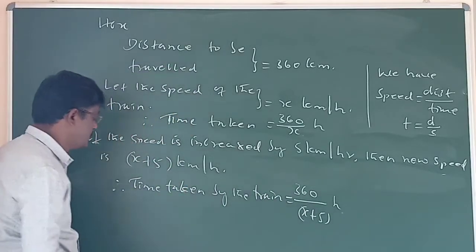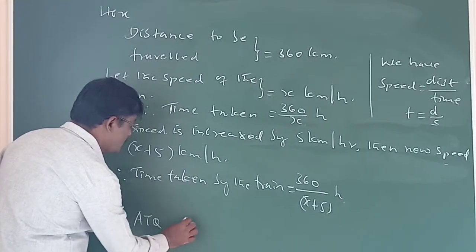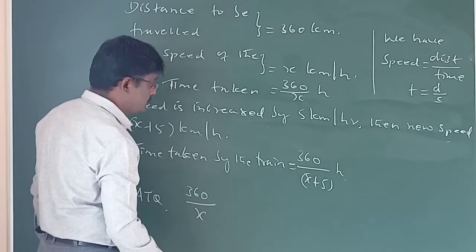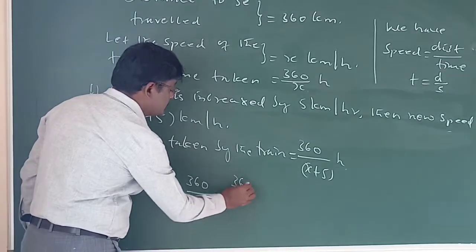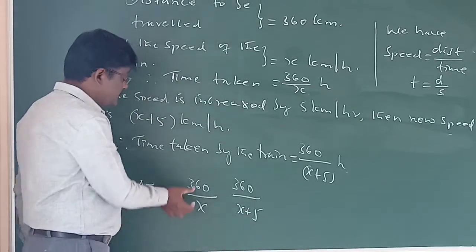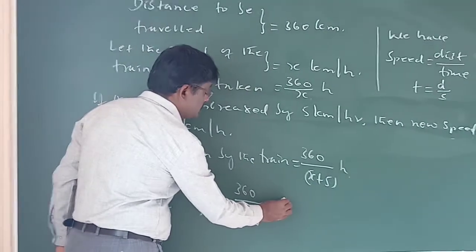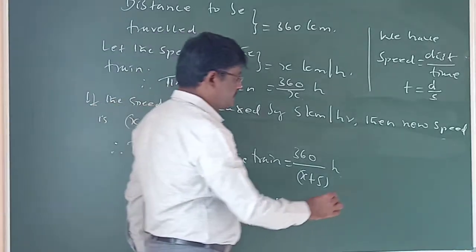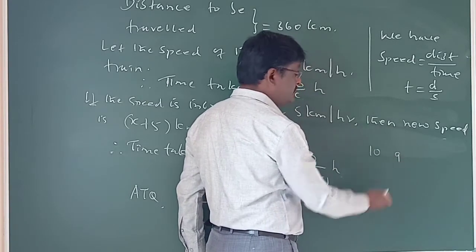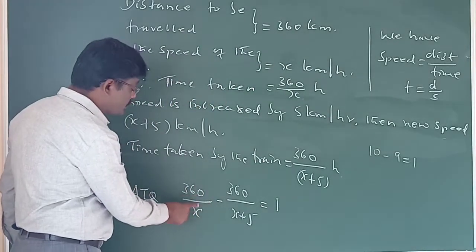Very, very important. Now, according to the question, ATQ, we have 360 by x, the original time taken. Now the new time taken is 360 by x plus 5. 1 hour less means this minus this gives 1. For example, if the time taken by the train is first 10 hours, next 1 hour less means second time, say 9. What is 10 minus 9? 1. Okay children, therefore this is the required equation.